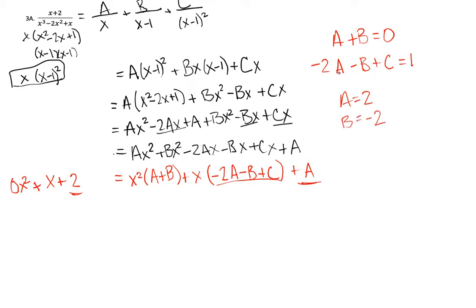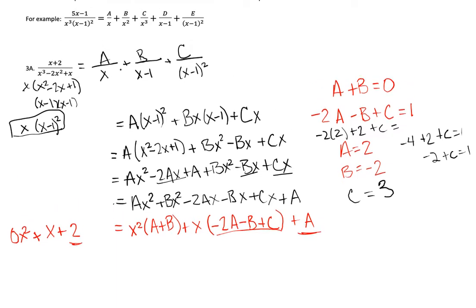And if A is 2 and B is negative 2, I'm going to fill this in. I have negative 4 plus 2 plus C equals 1. I have negative 2 plus C equals 1. So C must be 3. So I will just go right on back and I will put my 2 in for my A, my negative 2 in for my B, and my 3 in for my C.